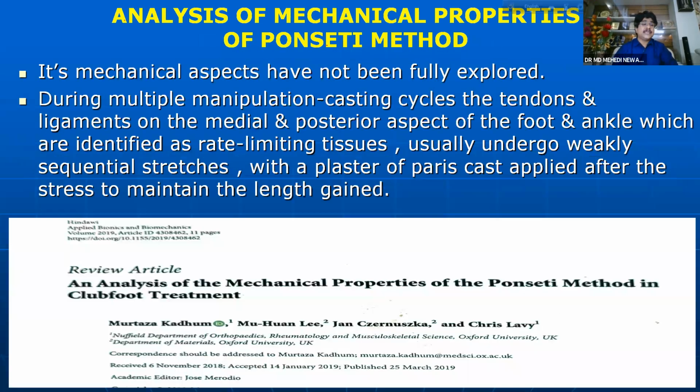And an important thing, I just want to explain the analysis of the mechanical properties of the Ponseti method. Everybody should know. It's a review article, and Murtuza Khadum and others did it. And it's very important, I think. During multiple manipulation and casting cycles, the tendons and ligaments on the medial and posterior aspect of the foot and ankle, which are identified as rate limiting tissues, usually undergo weekly sequential stress, with a plaster of Paris cast applied after the stress to maintain the length gained.